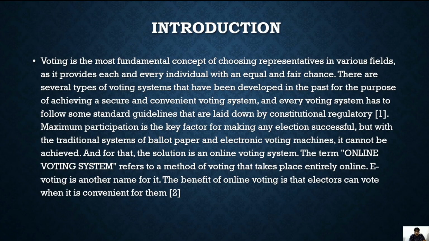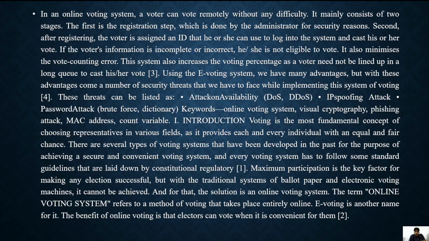But with traditional systems of ballot paper and electronic voting machines, it cannot be achieved, and for that, the solution is the online voting system. The term online voting system refers to a method of voting that takes place entirely online. E-voting is another name for it. The benefit of online voting is that electors can vote when it is convenient for them. In an online voting system, a voter can vote remotely without any difficulty.